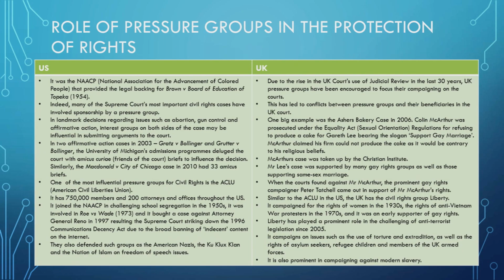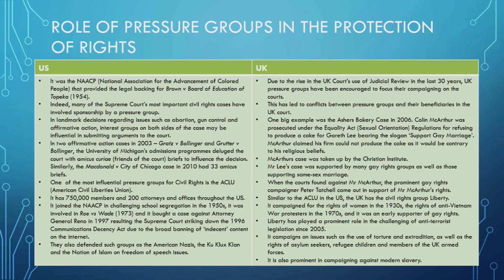There's also been a massive role of pressure groups in the protection of rights. This is good for your pressure groups work as a whole, because you can talk about some of these pressure groups and how they've had an impact, but also it's good for the civil rights section as well. So we'll start in the US as usual. It was the NAACP, the National Association for the Advancement of Coloured People, that provided the legal backing for Brown versus the Board of Education of Topeka in 1954.